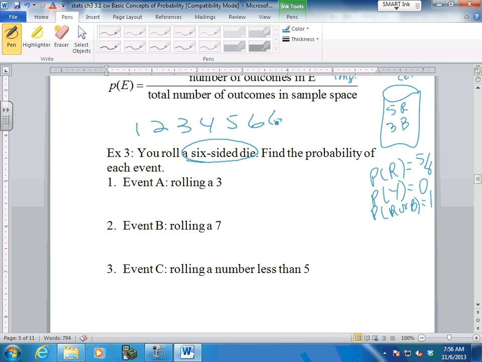Whoops, two 6s. My die is loaded. Keep laughing. I'm going to throw the eraser at you.